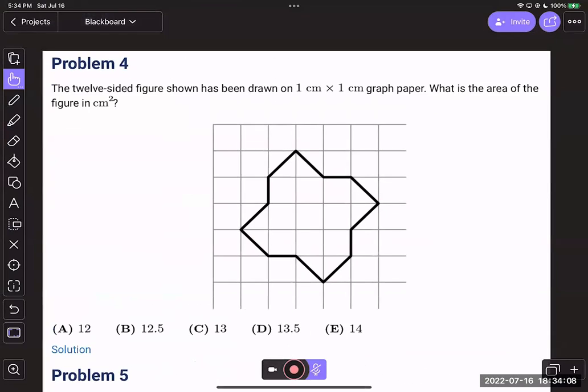Problem number 4. Any volunteers? Let's try to get someone new. Sorry. Let's hear from, sure, Matthew, let's hear from you.